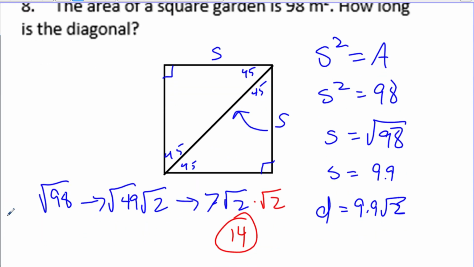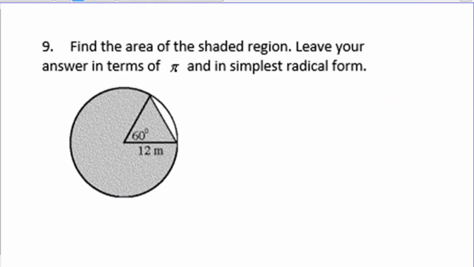So 14 is the most accurate answer, but it depends on how they ask you for your answer, whether it be radical form or simplest radical, or rounded to the nearest.